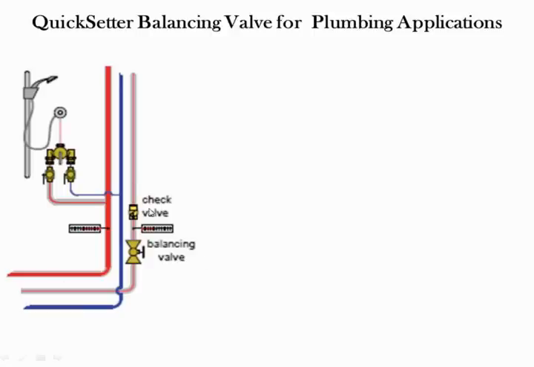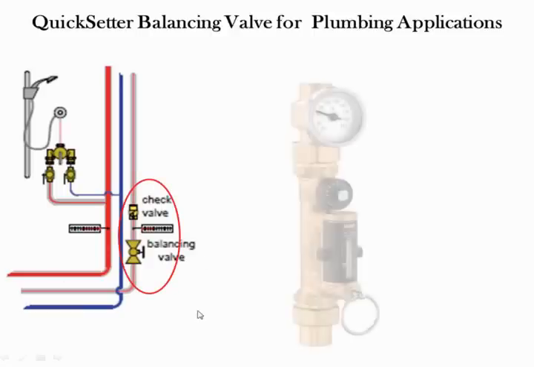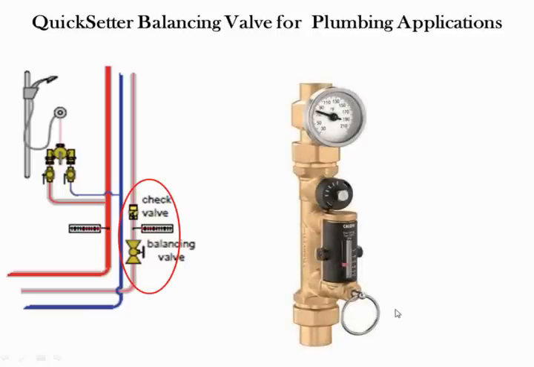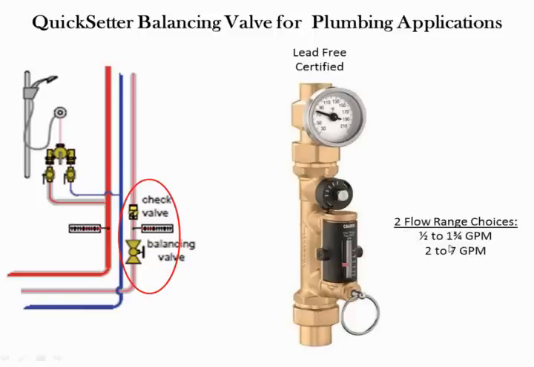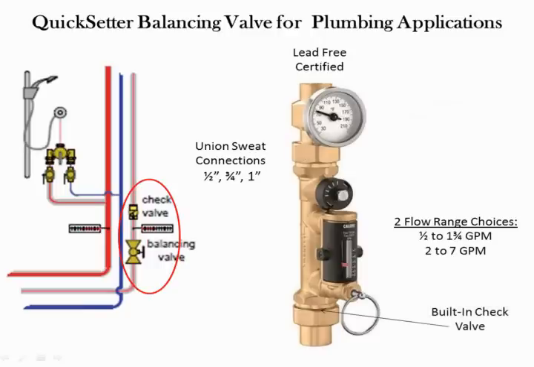Okay. Now, a close-up of this little design detail we have created in a compact package called a QuickSetter Plus that's now available in the marketplace. It's a lead-free balancing valve. It's available to the designer in two ranges of flow, from half gallon per minute to 1 3/4, and also 2 to 7, and conveniently has union sweat connections on the supply and discharge side of the valve.